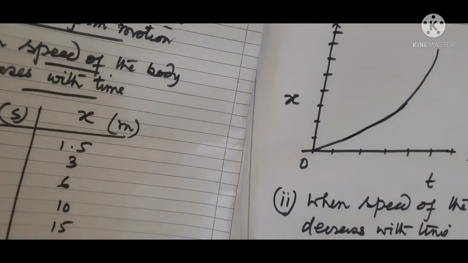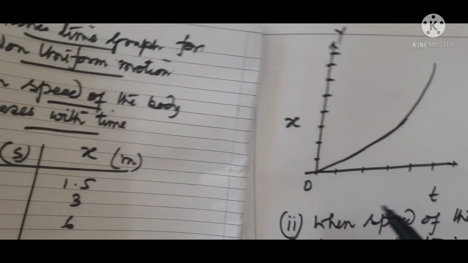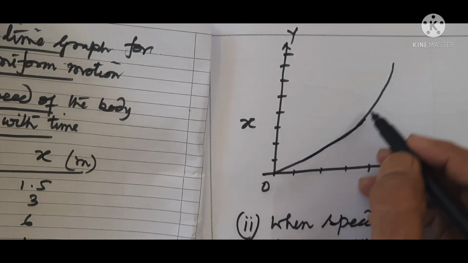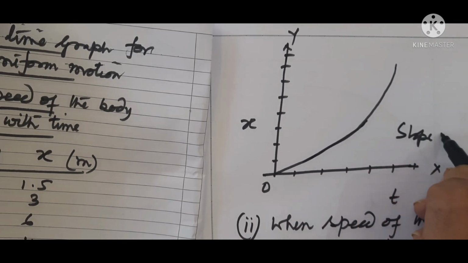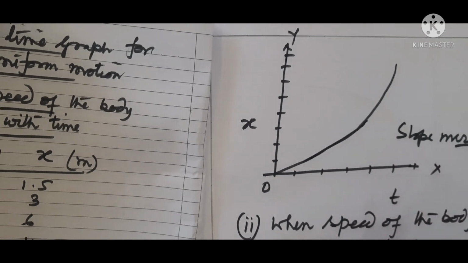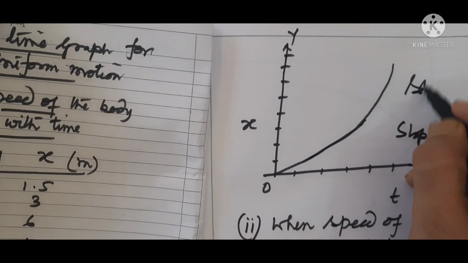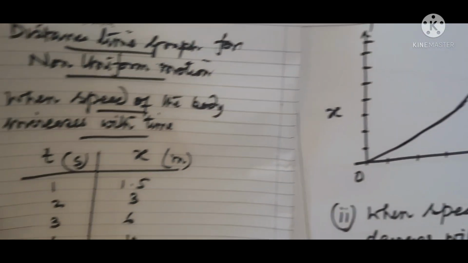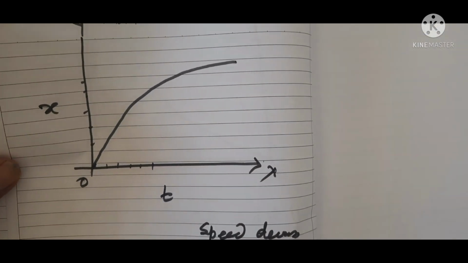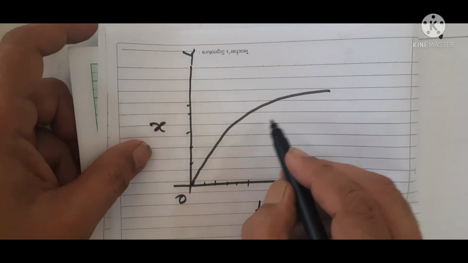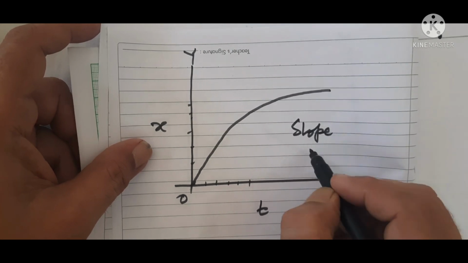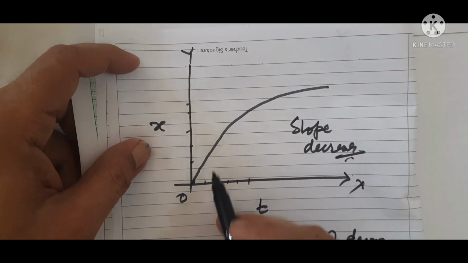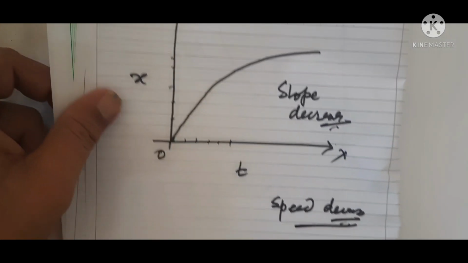So the distance time graph, non-uniform. If the speed increases like that, then the slope increases. So it is speeding up, and in case the speed decreases, we have to draw in this way, and here the slope decreases. So speed decreases, right?